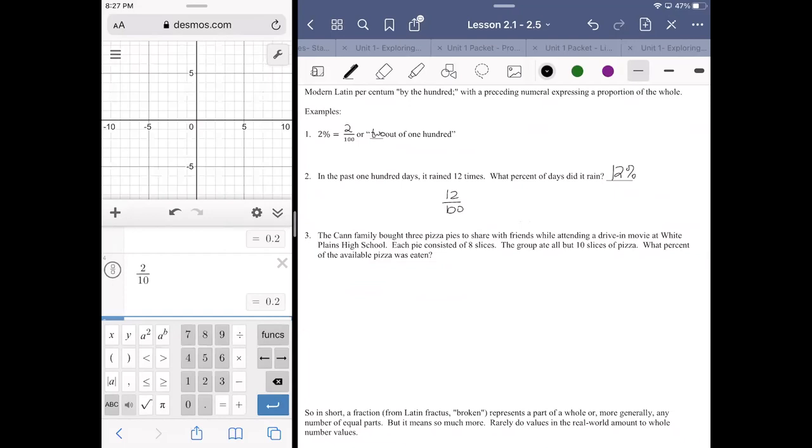The word problem. A family bought 3 pizza pies to share with friends while attending a drive-in movie at White Plains High School. That really happened. Each pie consisted of 8 slices. Right? The group ate all but 10 slices of pizza. What percent of the available pizza was eaten, right? So we had 8 slices per pie. We're gonna multiply that by 3 pies.